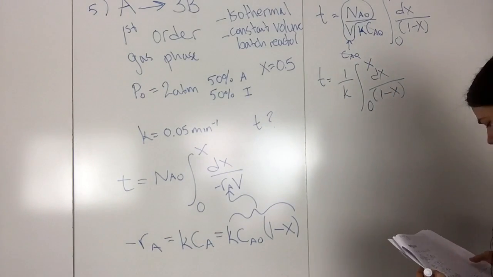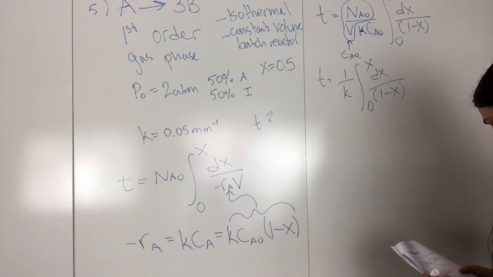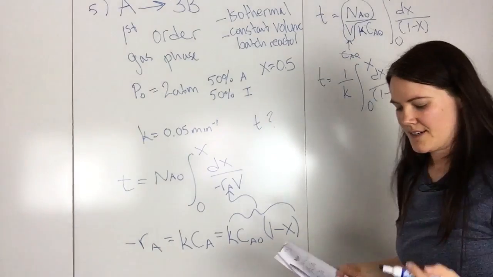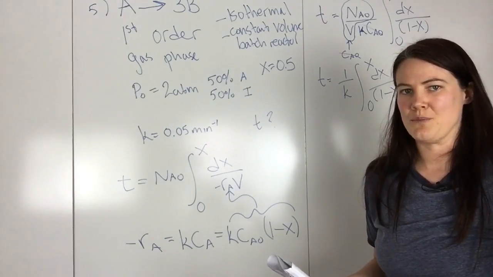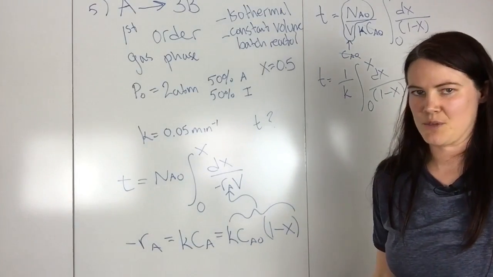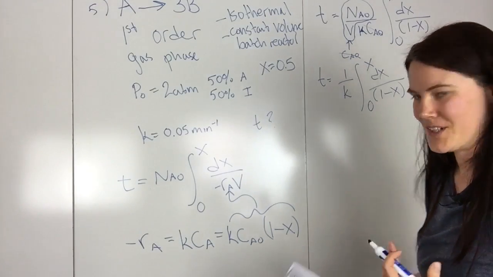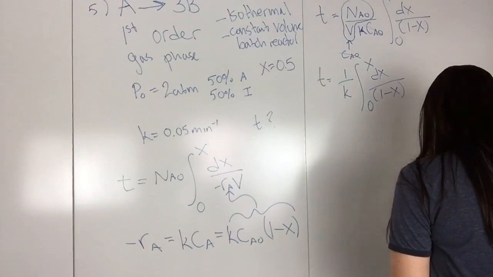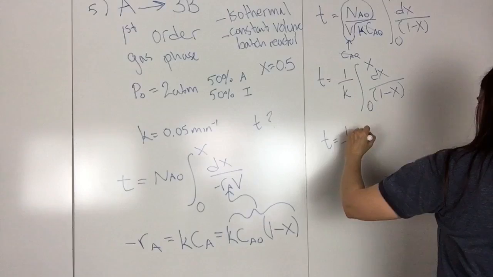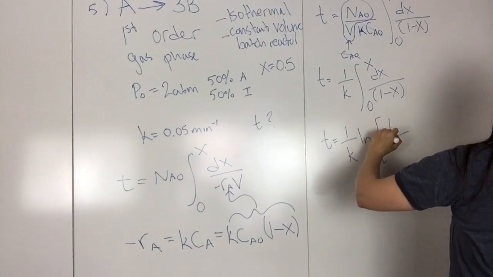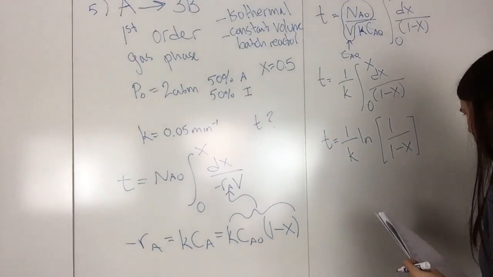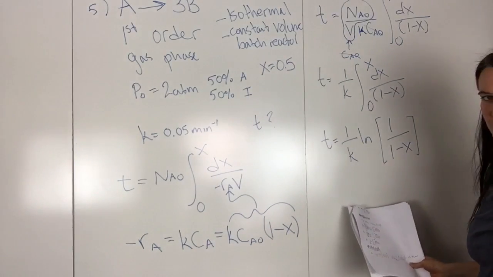And so then we can go ahead and integrate this, and there are some integration tables in the back of your book for these common ones, so if you don't remember what it is, you can look it up in the book. You can also look at Wolfram Alpha or whatever. So solving this, we know that T equals 1 over k natural log of 1 over 1 minus X. So then we should know everything we need for time.